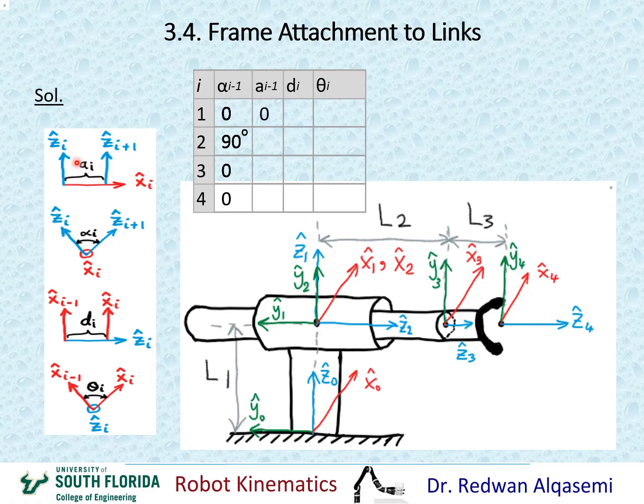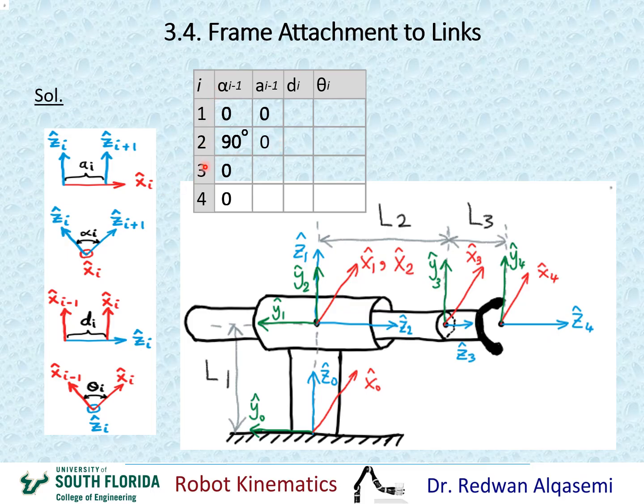So for a1, I'll be looking at z1 and z2 along x1. This is z1 and this is z2. I'm looking at the distance between them along x1, which is this line right here. So obviously x1 and x2 are intersecting, and the distance between them along this line would be 0. Okay, so my a1 would be 0 right here.